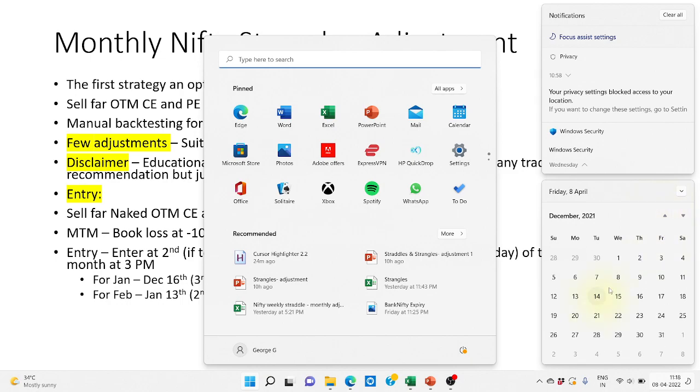In December, we can see there are totally 5 Thursdays. So we are going to start the trade on the third Thursday, which is 16th of December, for the January end, that is 27th of January. Similarly, for the month of February, there are 4 Thursdays in January. So we are entering on the second Thursday and exiting on the 24th of February, which is the expiry day of that month.